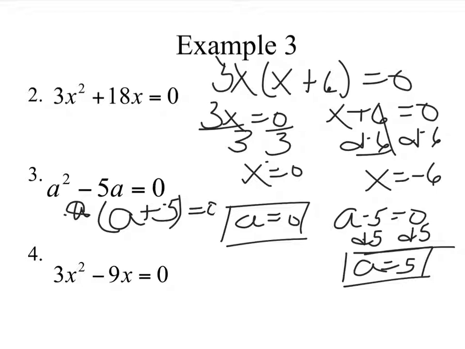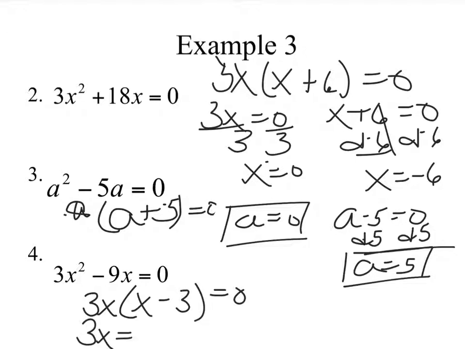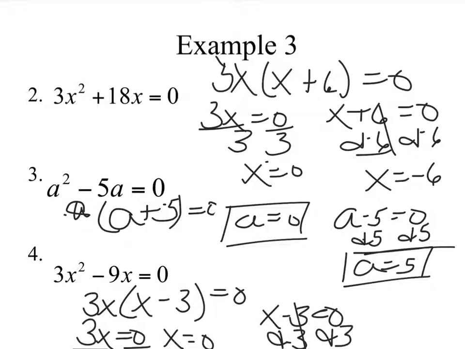Last one, I can pull out a 3x. That's going to leave me with x minus 3 equaling 0. So 3x equals 0. Divide each side by 3. X equals 0. And x minus 3 equaling 0. Add 3 to each side. We get x equaling 3. So 0 and 3 are our 2 answers for that last one.